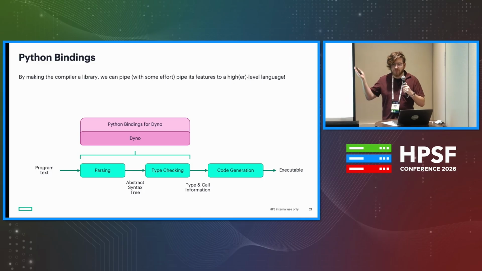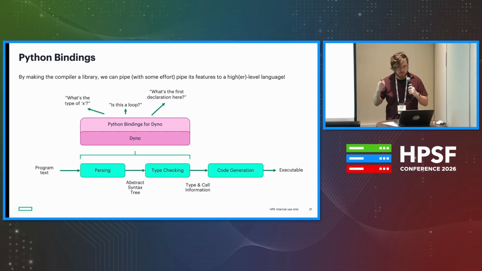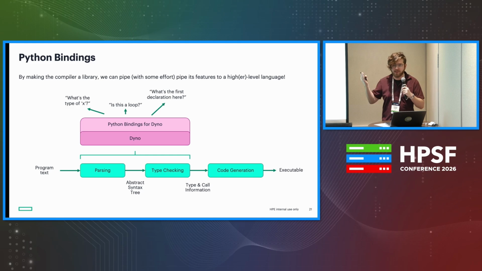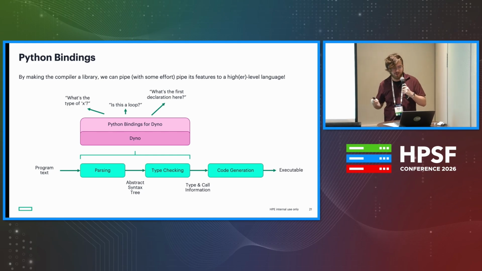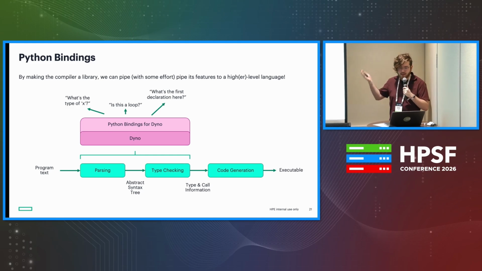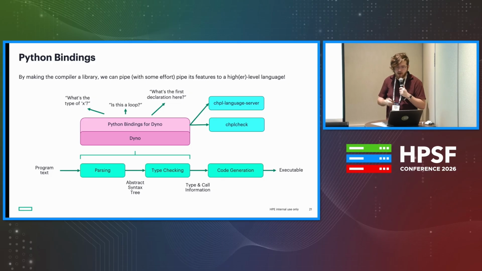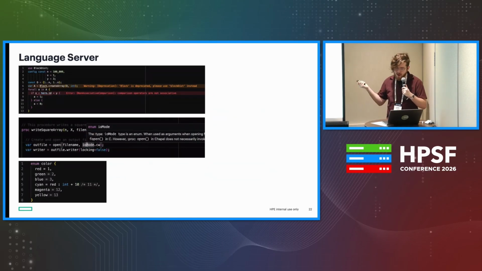So what we did is build a Python layer on top of this. And that Python layer lets you ask these questions in a very high-level way, like what's the type of x? Is this a loop? You saw that earlier. And what's the first declaration in this file, say? And on top of that, we built these two tools, Chapel Language Server and Chapel Check. Jade also showed them off. I have a very brief demonstration.